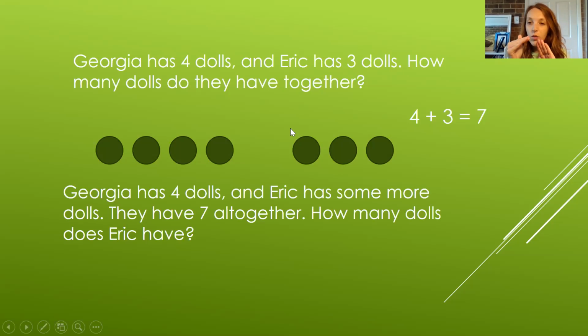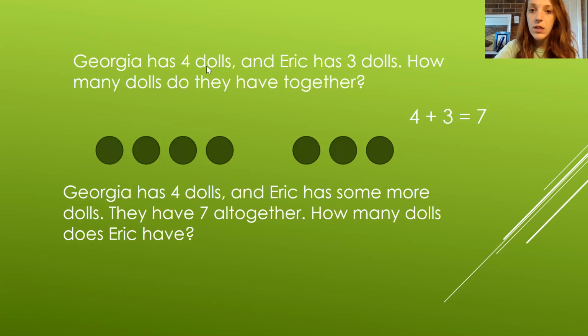Now I'm going to write these story problems on the same page so that you can see. This is a very similar story problem, and we're still going to be talking about Georgia and Eric and their dolls, but the question is different. And that's why it's so important to really think about the words you are hearing and the question that is being asked in a story problem, because sometimes story problems can look the same, but they're asking a different question. You have to be sure you are answering the question that's being asked.